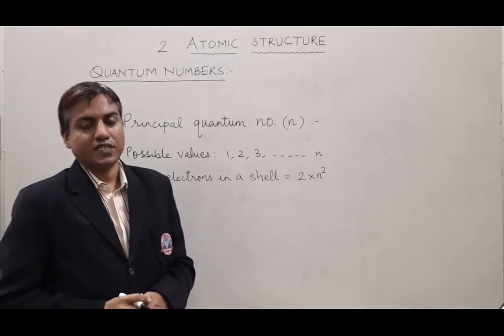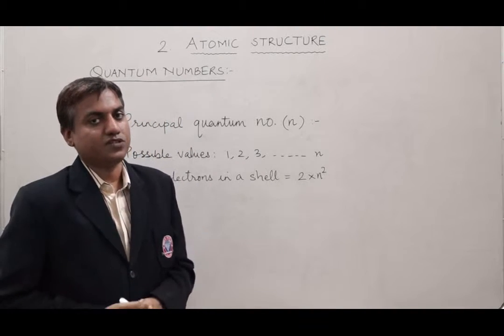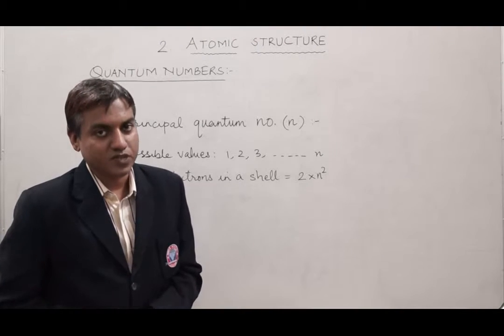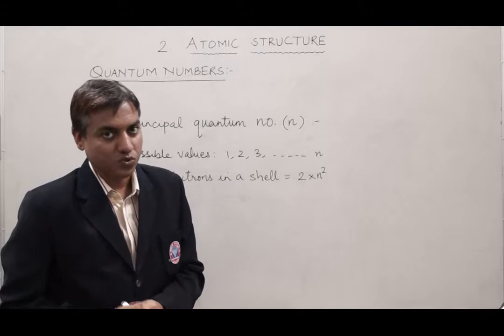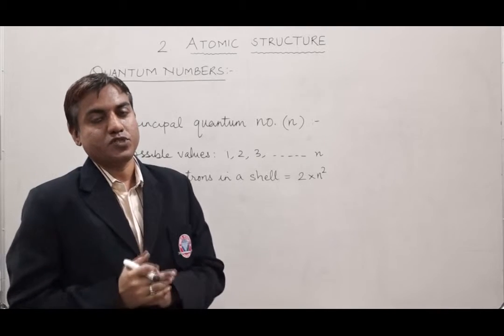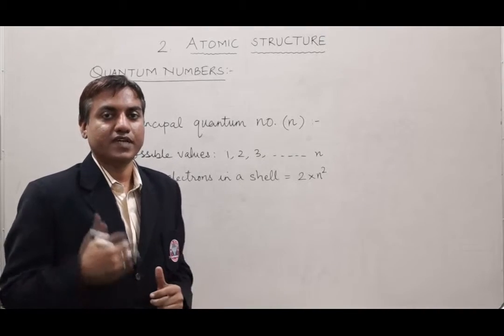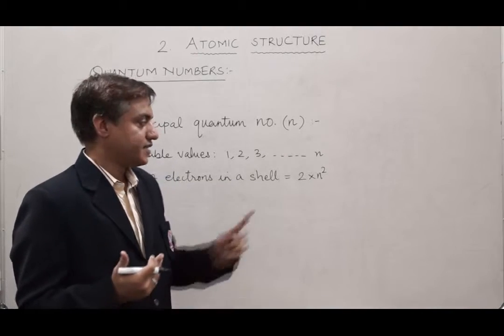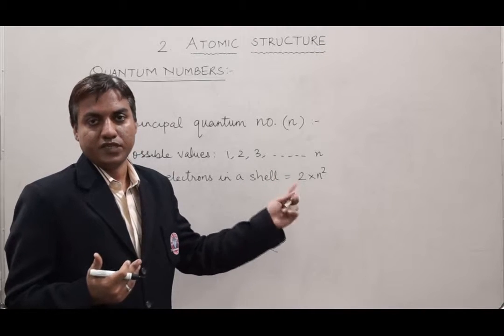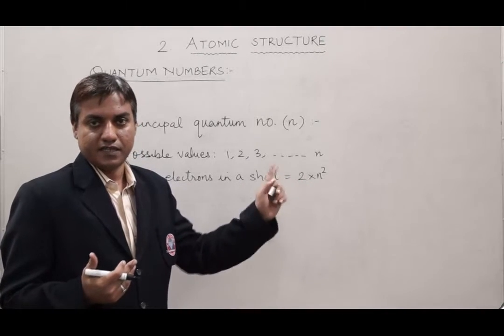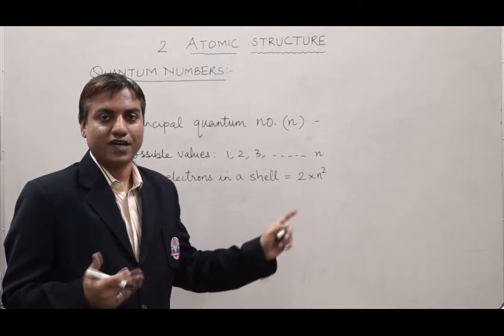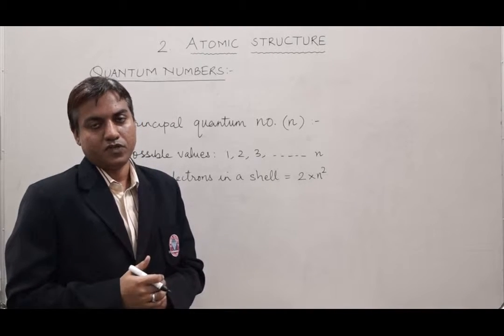Okay, so as you can see here, the number of electrons in a particular shell can be calculated using the formula 2n square. So we just have to substitute the value of n and we get the numbers as 2, then 2 into 2 square as 8, and 2 into 3 square as 18, and so on.